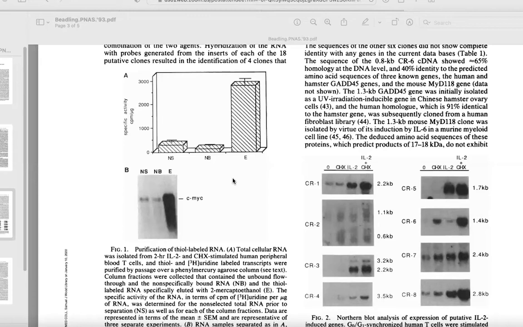Then we wanted to see what the message looked like. And so we used c-MYC as a cDNA probe and did northern blots on the RNA from the flow through and from the washes and from the eluate.